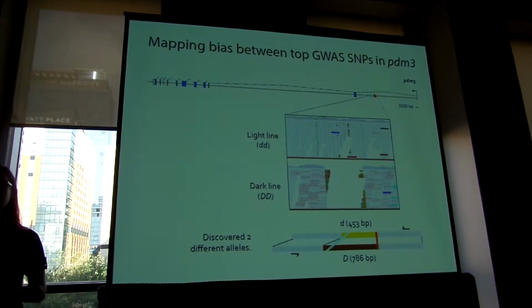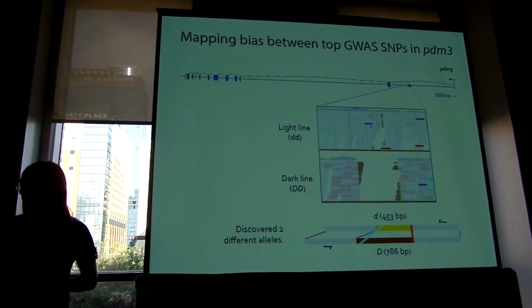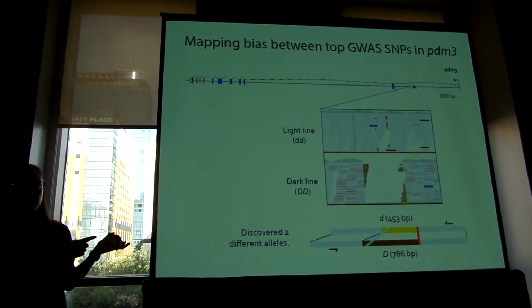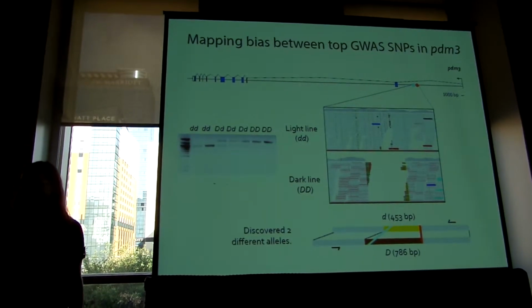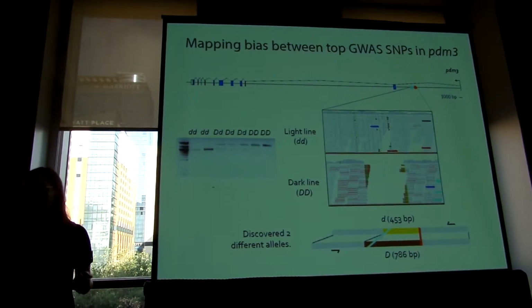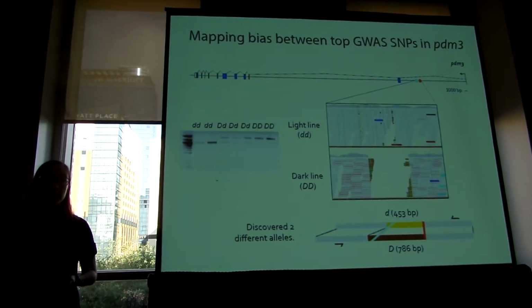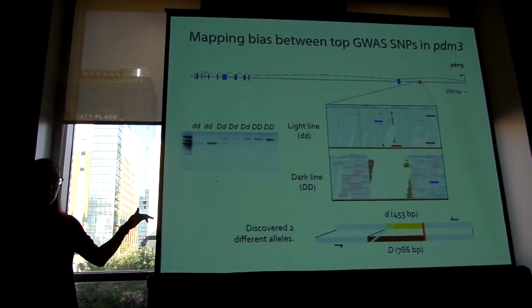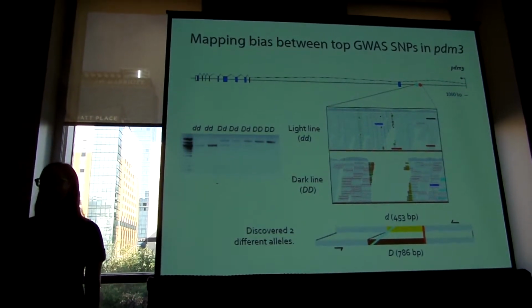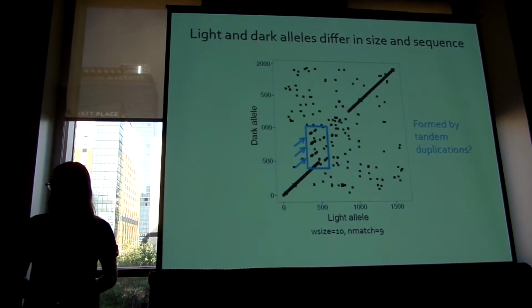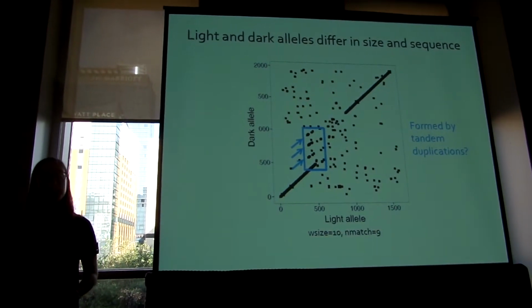So the dark allele is 333 bases longer. I put PCR primers here, shown by these arrows, and what I found is that there are definitely two discrete alleles. So light flies are homozygous for the shorter allele, and dark flies are homozygous for the longer allele. So what is in this region?